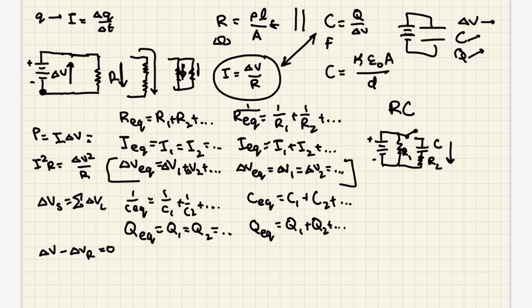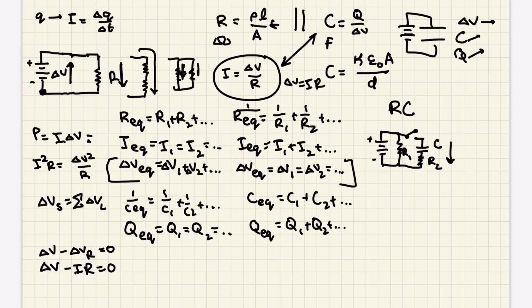Now, one way you can write delta V_R is using Ohm's law. If I is equal to delta V over R, that means delta V is equal to I times R. And so loop rule also says the potential difference of the battery minus the current going through the resistor times the resistance of the resistor is going to be equal to 0. Sometimes you see it like that. This is really monumental. You can use it to solve a bunch of circuits.